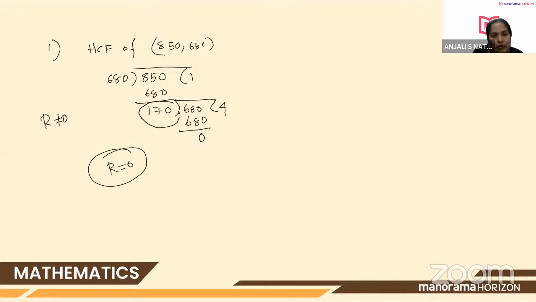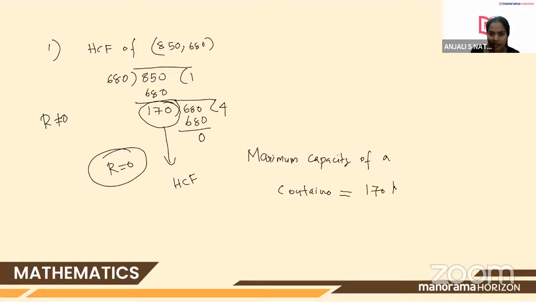So the corresponding divisor is the HCF. This is the simplest method. You can follow this method. It is very easy to find the HCF. So 170 is the maximum. Therefore, the maximum capacity of a container is equal to 170 liters. Simple, right? So moving to the next question.